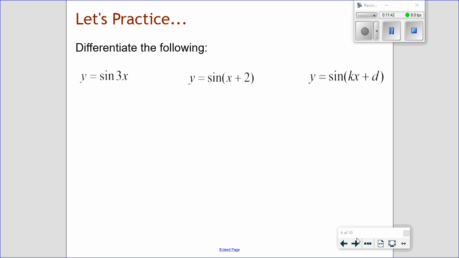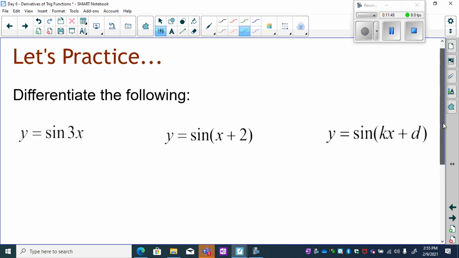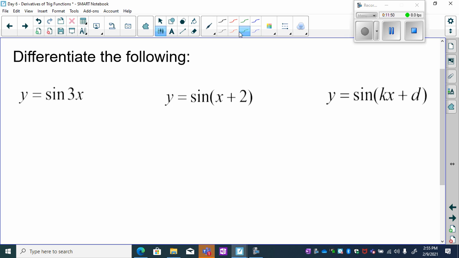So, what I like to do, so I'm going to get out of the full screen mode. What I like to do is write down my argument, my u value. So in this case, my u value is going to be 3x. The derivative of u is just the derivative of this. What's the derivative of 3x with respect to x? Well, that would be 3.